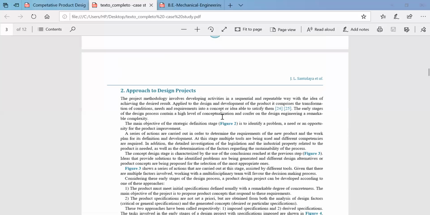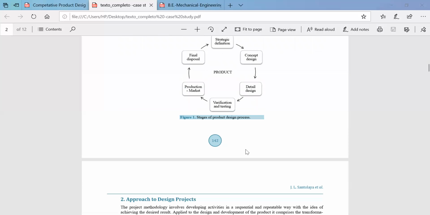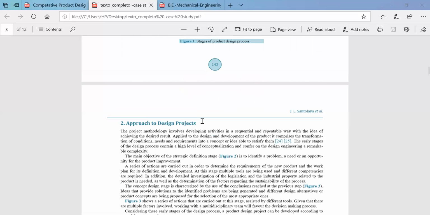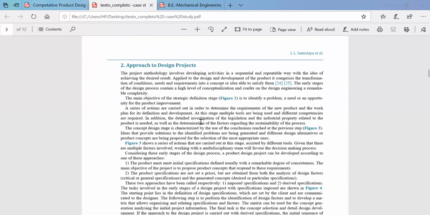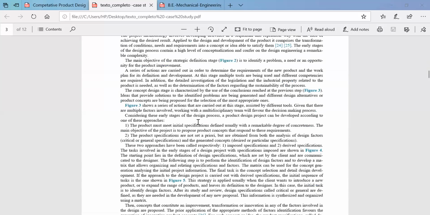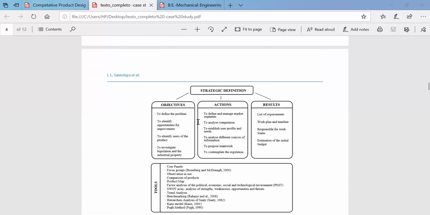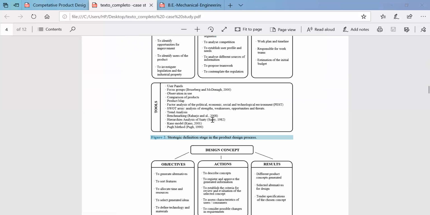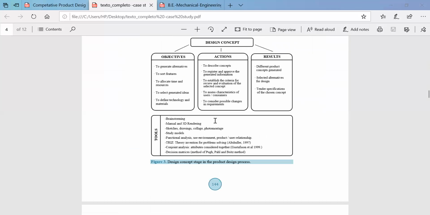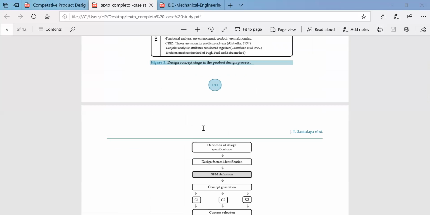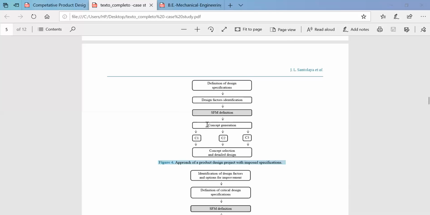So now in this paper, for this existing product design process, they have implemented some strategies in each and every stage. I just want you to understand how these strategic definitions are split up, which tools are being used, how the design concepts are split up, which tools are used for design, right? So this implementation of the strategies in each and every stage of the design process you should understand clearly.